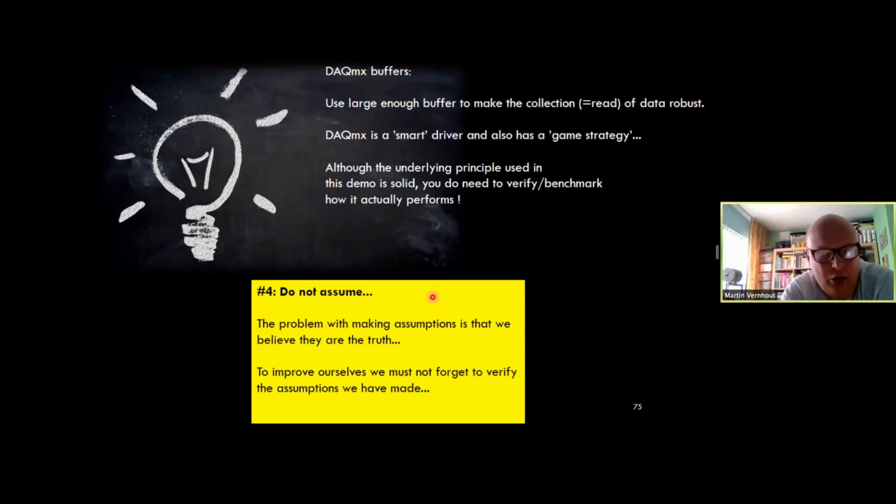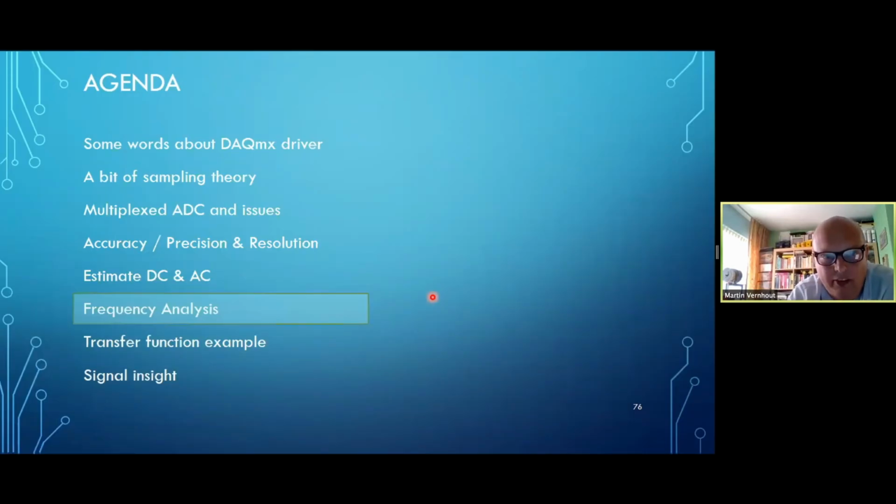If you think it should be good enough, do not assume, but verify the assumption. If you think your buffer is large enough, put it to the test. Put a VI next to it which is computing or cycling as fast as possible, or start installing Office while you're acquiring data. If it's still working after the installation and it didn't find a problem with you not reading the data fast enough, then probably your buffer is good enough. To improve yourself, we must not forget to verify the assumptions that we made can be verified, and keep them in mind.